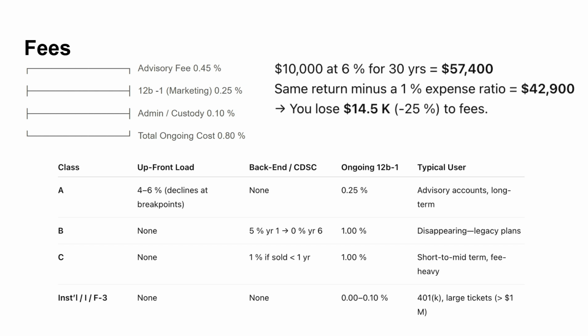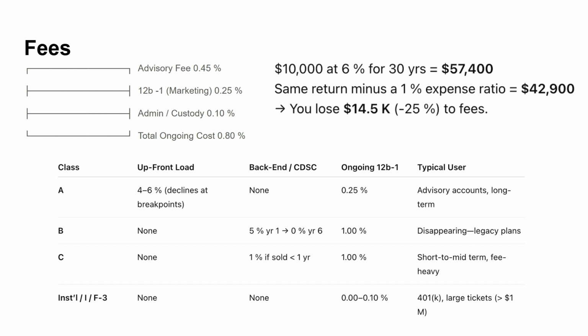Then we have Class B. Loads are mostly extinct, but you'll see them in older 529 or 401k plans. No front load, but a contingent deferred sales charge: 5% if you bail out in year 1, sliding to 0 after year 6, and a fat 1% marketing fee while you wait.